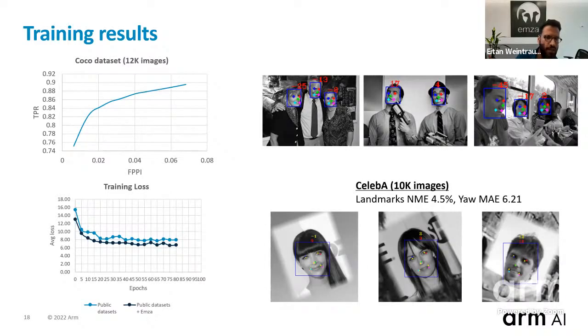The light yellow is when we train on the public dataset, and if we add the Emza dataset, you can see that the loss is getting smaller early in the training stage. So adding specific data for the application makes the training much better. On the bottom right side, you can see some results on CelebA: the landmarks normalized mean error, and the yaw mean absolute error, and some examples of detections.